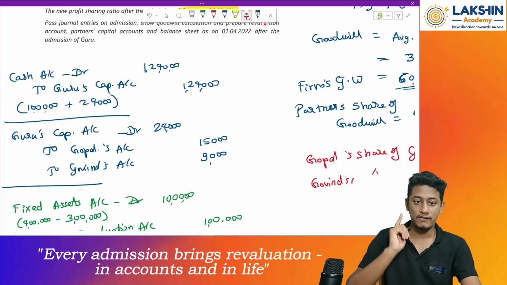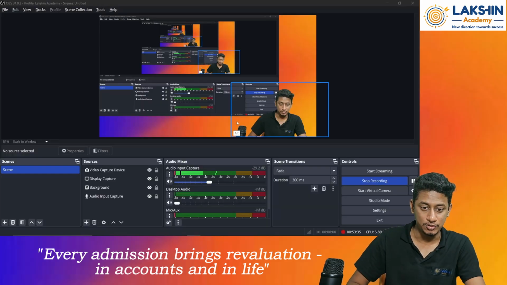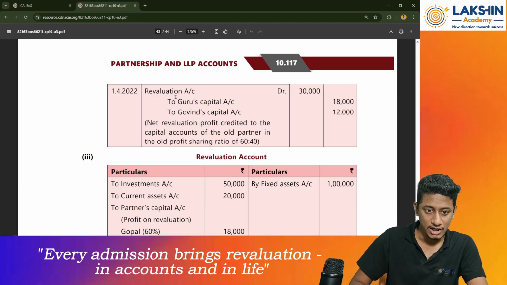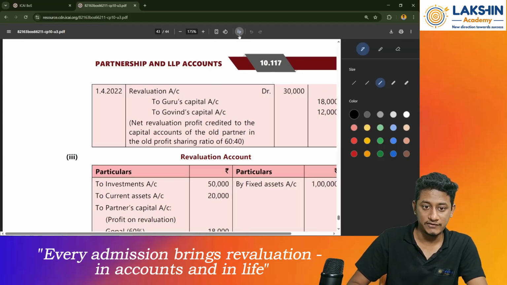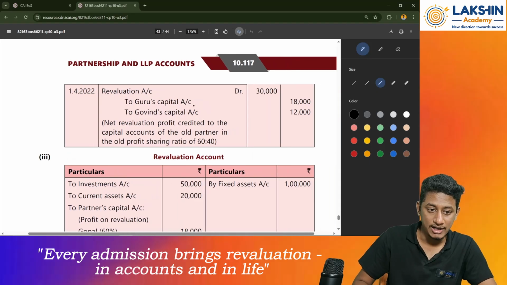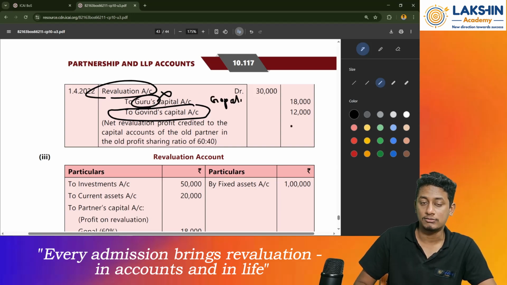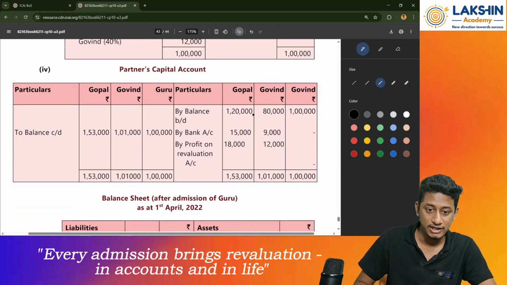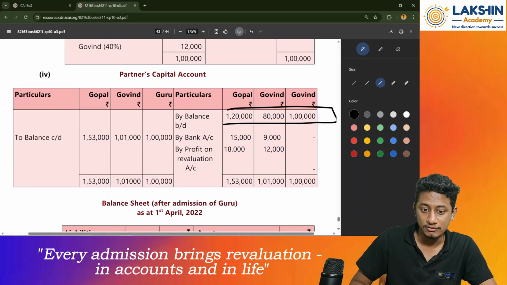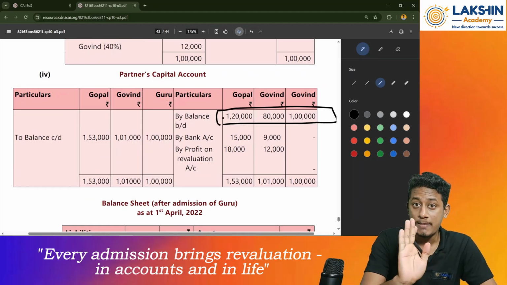Then okay, one small correction in the textbook. Here they have made some small errors. See, they have taken Govind's capital account over here and Guru's capital account over here for the entry. This is not Guru's capital account. This was supposed to be Gopal's capital account. Clear? They have made a small mistake over here. And one more thing they have changed is they have started from balances carried on straight away. They have not taken the balances from the balance sheet.